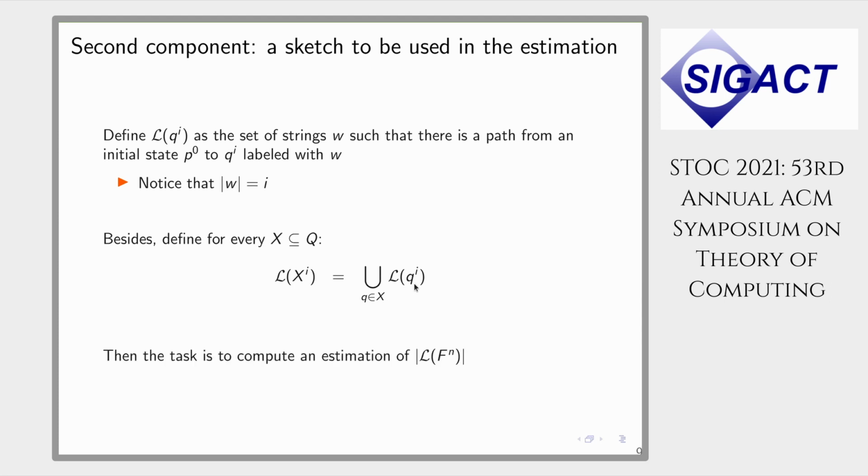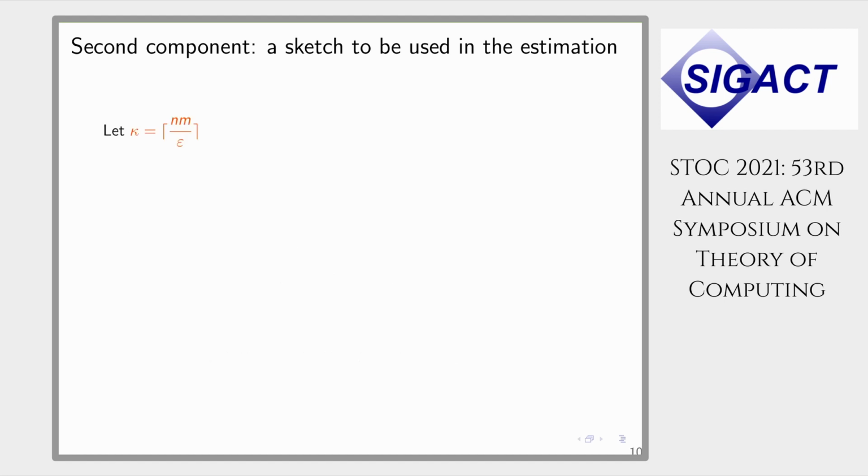Okay, and then the final task is to compute, remember that F is a set of final states. We want paths of length n, so we have to consider this set Fn, and we want to compute an estimation of the size of this set here, this L of Fn. Okay, so how does this work?